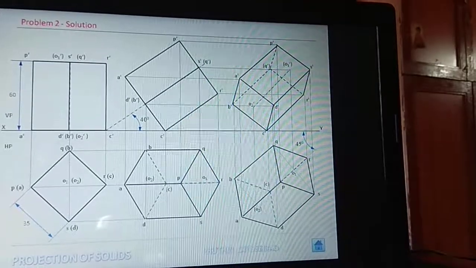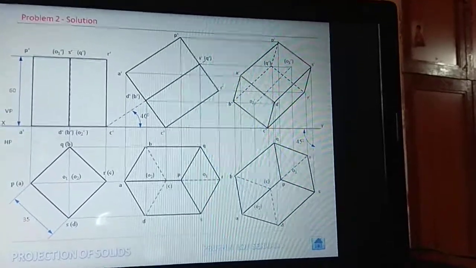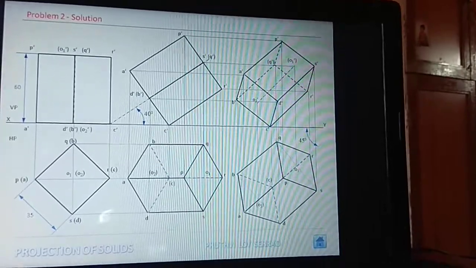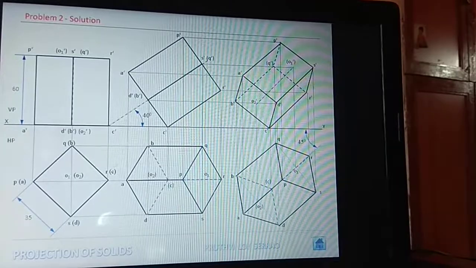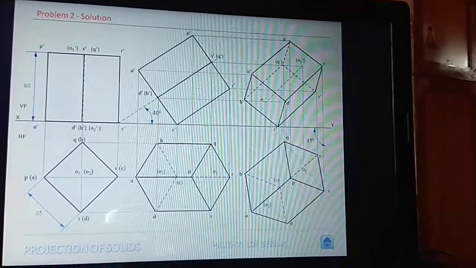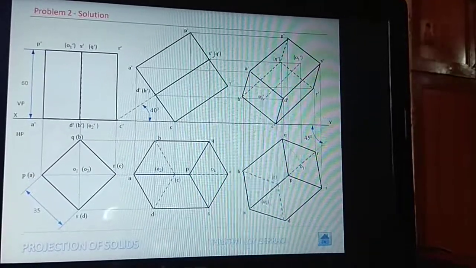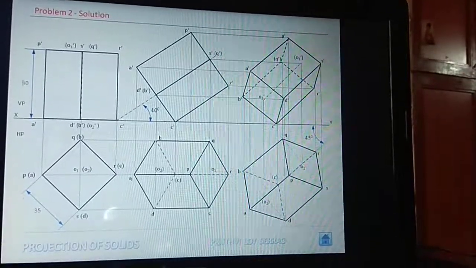In the next class, I am going to explain the projection of the pentagonal prism, resting on a corner and resting on one of its edges. So I hope you are understanding this. If you are having doubts, please call me back. I am ready to clarify your doubts.